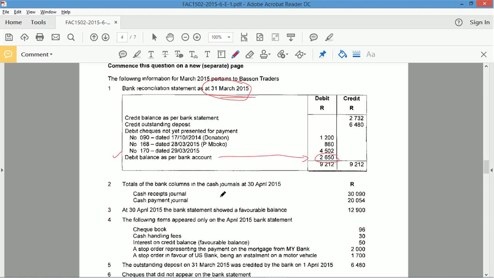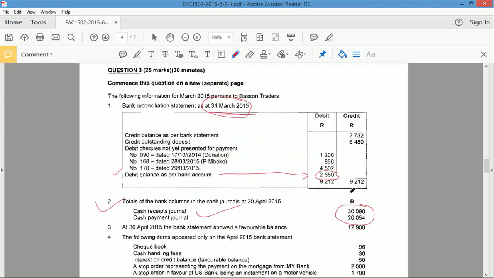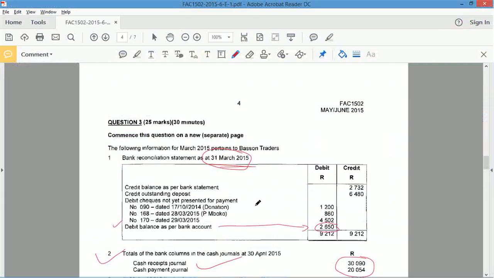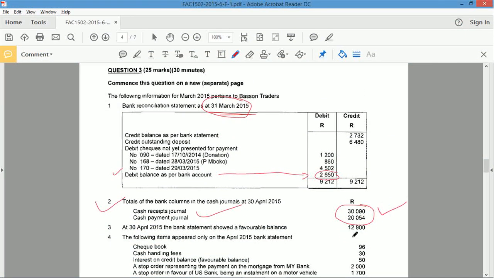Number 2, totals in the bank columns of the cash journals. So I need that for my journals. Those are easy marks. In the receipts you had 30090, and in the payments you had 20054. That's the total in the receipts, that's the total in the payments.